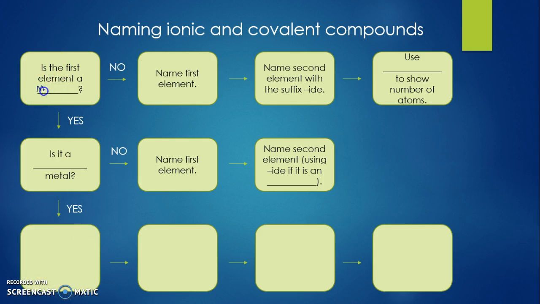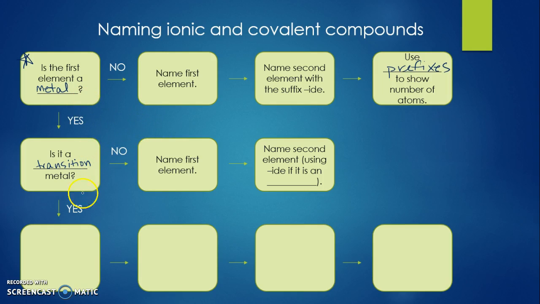Is the first element a metal? Last time we said no, and we learned how to do all this. This time, the answer is yes. Now you are stuck at a crossroads again, and you have to ask yourself another question. Is it a transition metal? Because if it's a transition metal, it has its own set of rules to go by. If it's not a transition metal, if it's just a regular metal, group 1 or group 2, then we can follow these very easy rules.